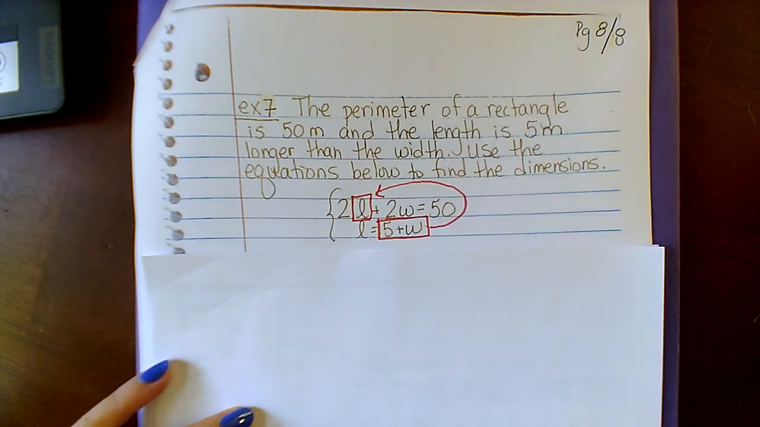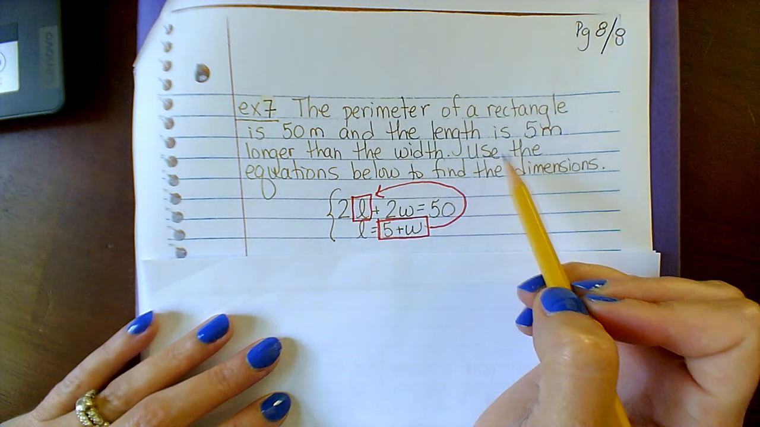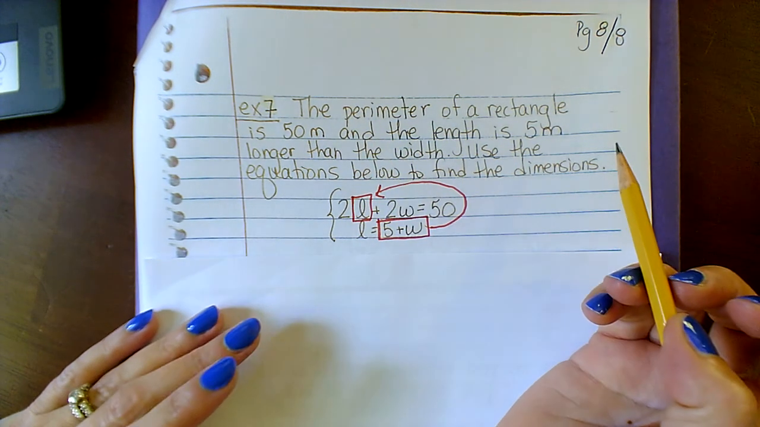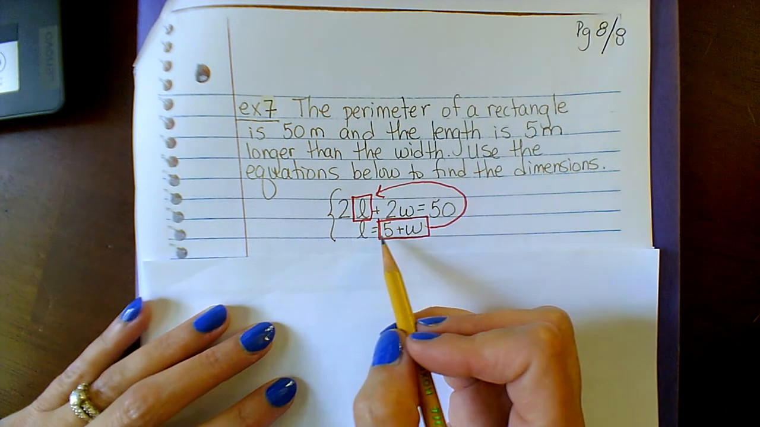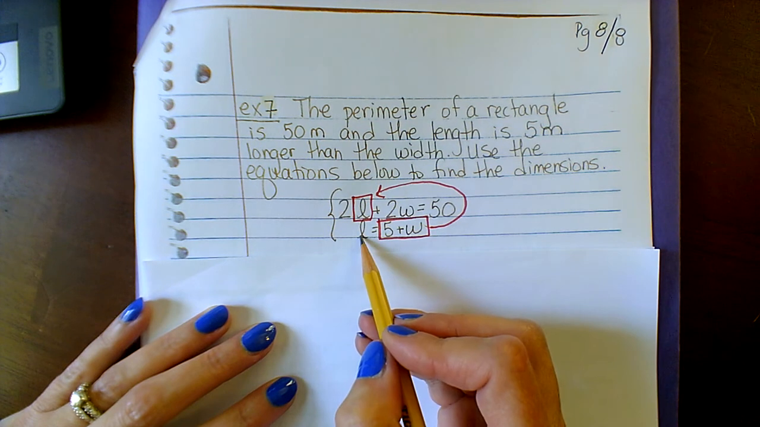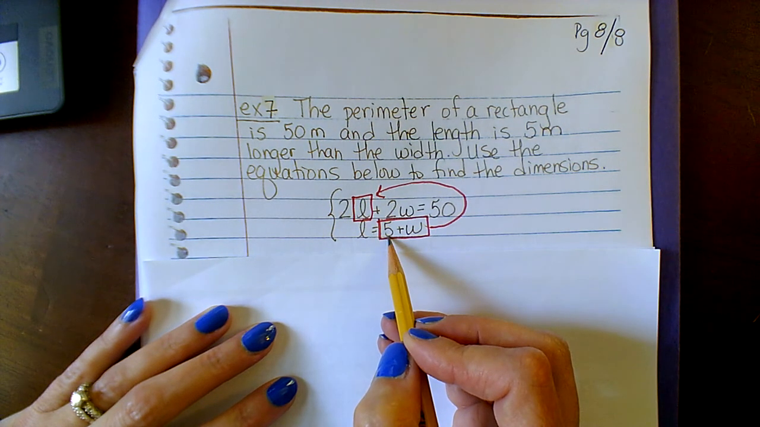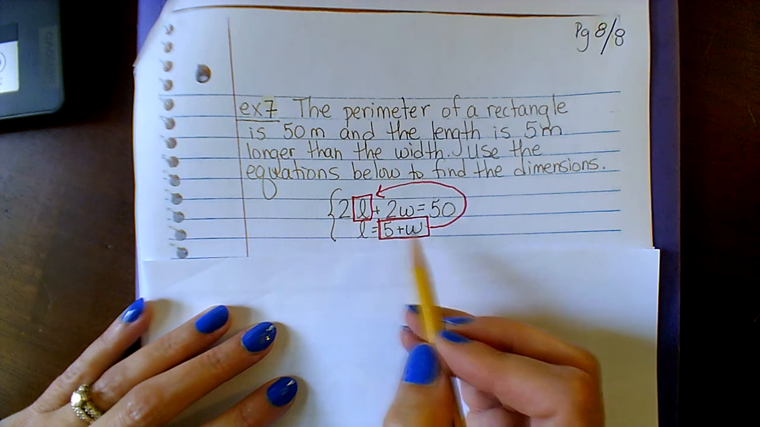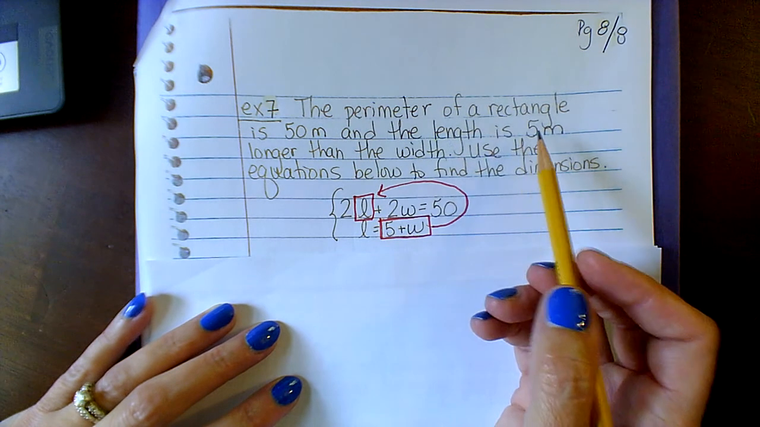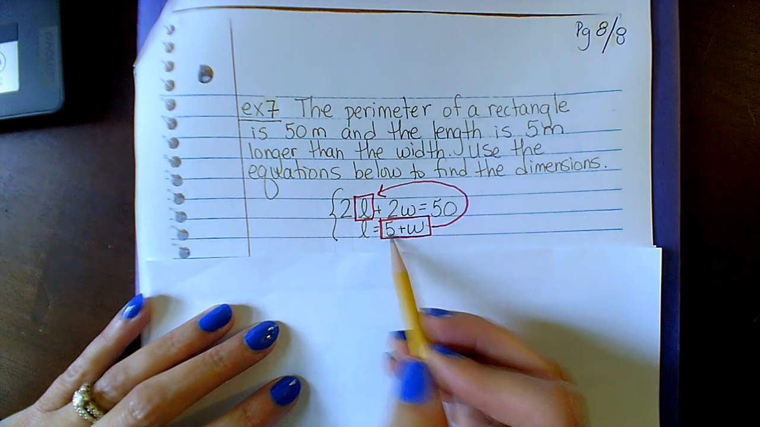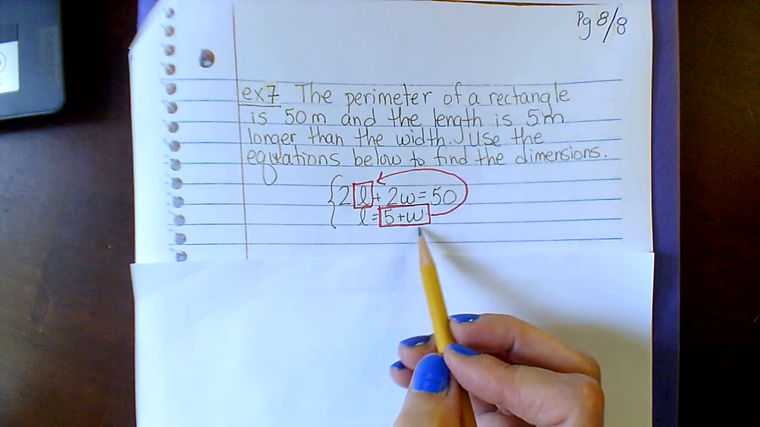Okay, there's my equations. The perimeter, remember perimeter is the rim or the edge, so you add up all the sides. Okay, rim as an edge. So here's my two equations. Now the second one, look, it says the length, see that L, is, see the equals, 5 meters longer, that's the plus, than the width. So this sentence in English, the length is 5 meters longer than the width, is translated into math for you. All right, the second equation is solved for L.